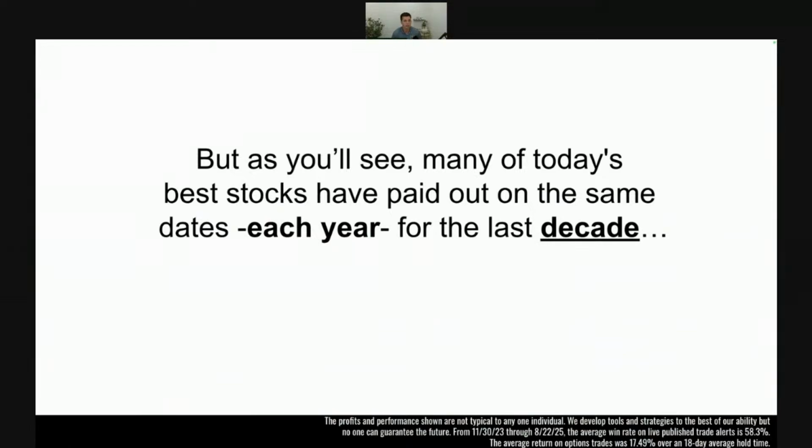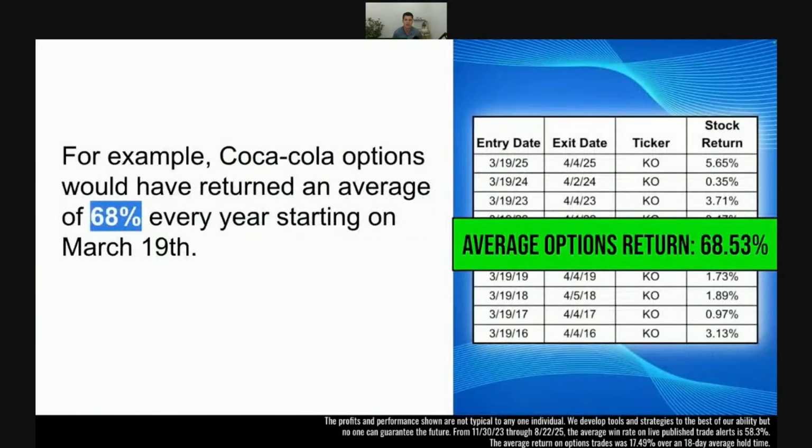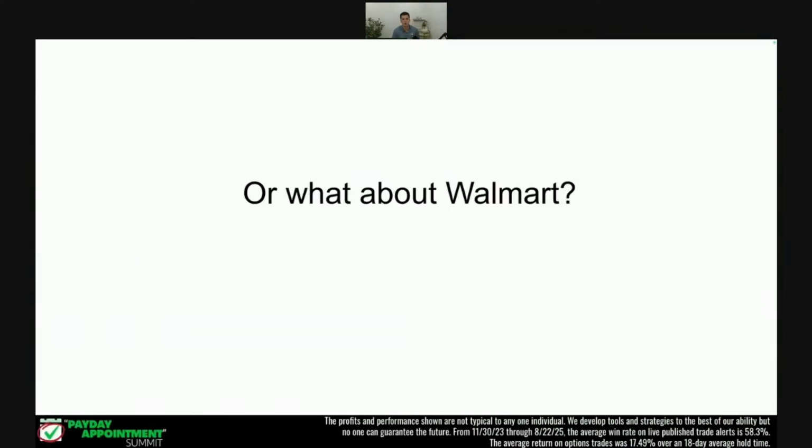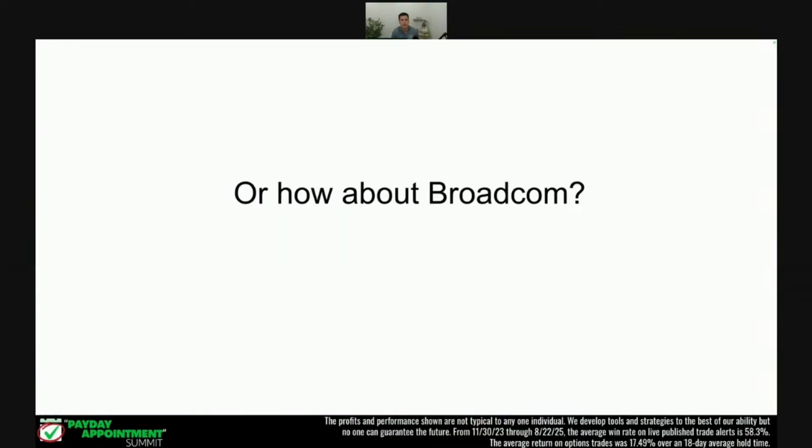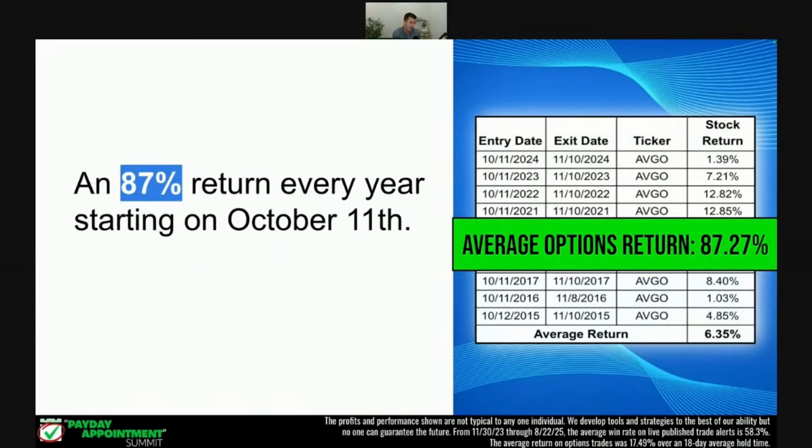But as you'll see, many of today's best stocks have paid out on the same dates each year for the last decade. For example, Coca-Cola options would have returned on average 68% every year starting on March 19th. That's a seasonal date there. March 19th, ticker's KO. What about Walmart? That one pays 74% on average each year on July 1st. Ticker's WMT. Your entry date to watch out for, July 1st. What about Broadcom? This is AVGO. 87% return every year starting on October 11th, year after year after year.